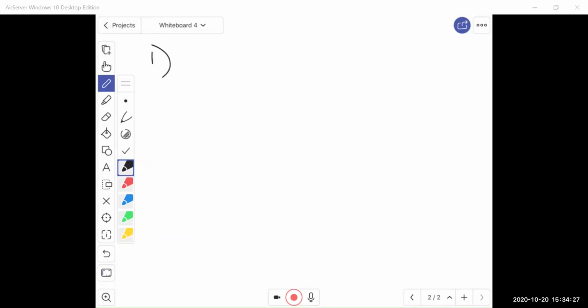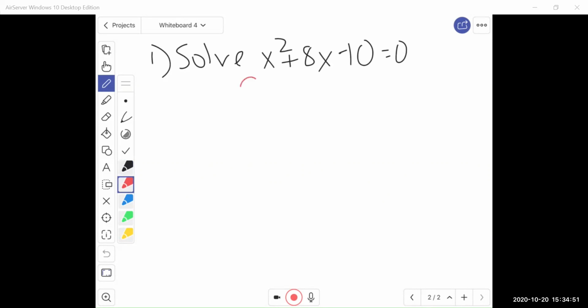Let's say I have the problem x squared plus 8x minus 10. Okay, so when we first start, we ask ourselves, is this factorable? So can I find two numbers that multiply to negative 10 that add to 8?